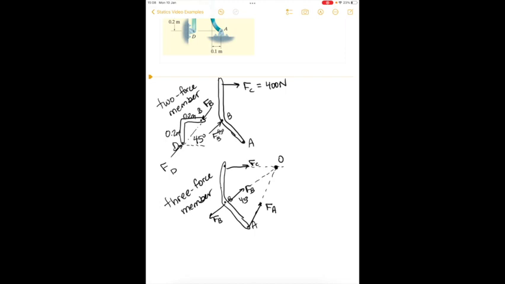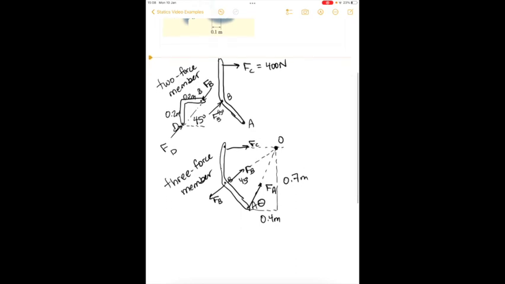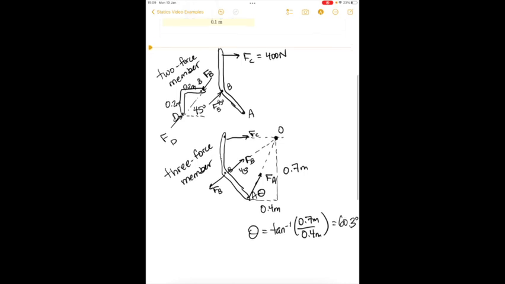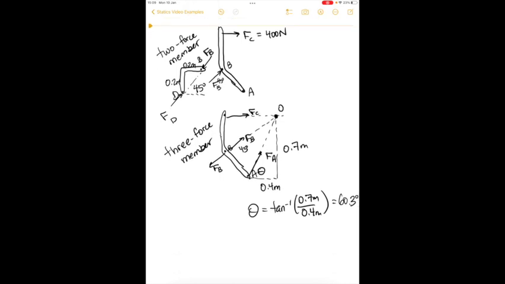So if we know that this distance here is 0.4 meters, and this is 0.7 meters, we can actually solve for that angle theta. And we can find that theta is equal to the inverse tangent, or 60.3 degrees. You could use this information to quickly solve this problem and simplify it.